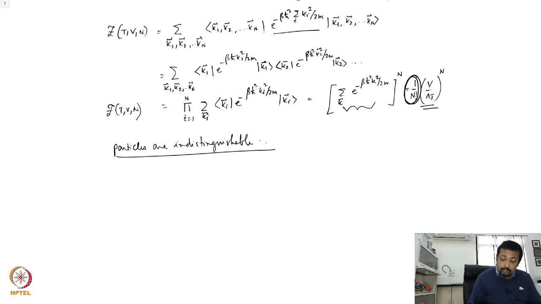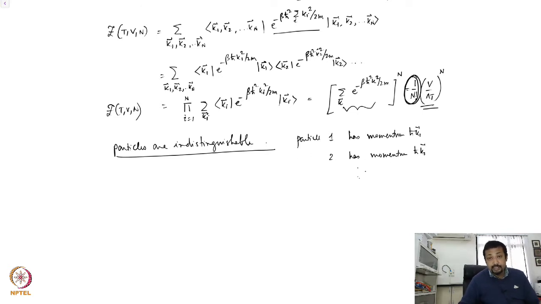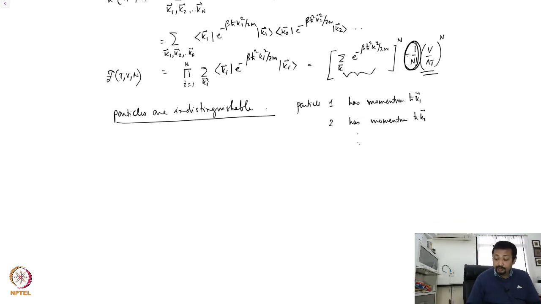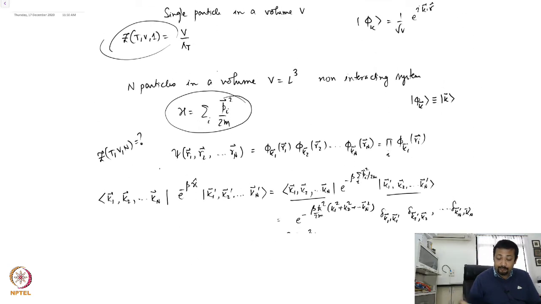So in this particular picture we say that particle 1 has momentum ħk1, 2 has momentum ħk2, and so on and so forth. But in reality that is not the case, because if I interchange the particle indices, nothing changes in the system. But clearly that somehow has to be incorporated more carefully when we construct this many particle wave function.